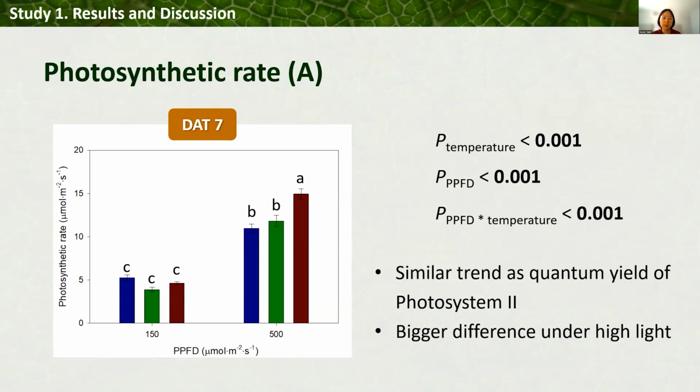Temperature and PPFD effects were very significantly different, with a similar trend to quantum yield of photosystem 2. But we can see a bigger difference under high light compared to low light. Under 150 PPFD, all three temperatures showed a similar photosynthesis rate, but under 500, the photosynthetic rate was quite different.